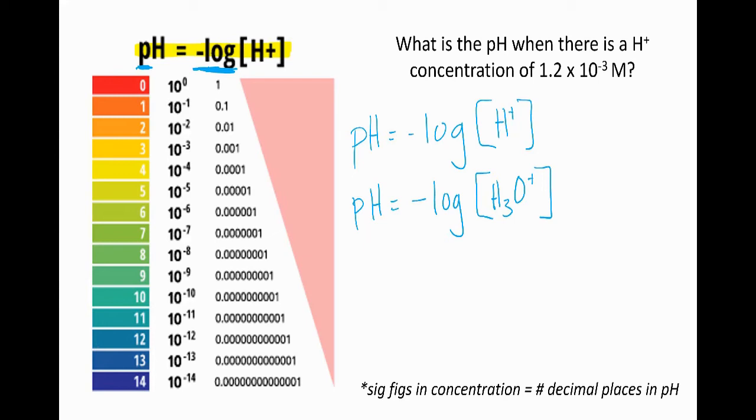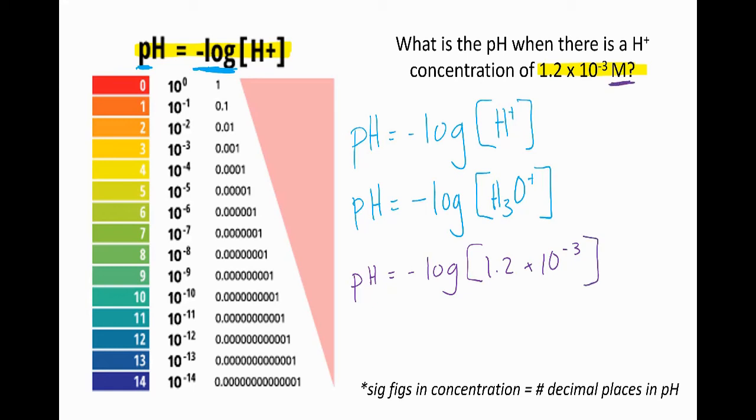So they tell us that our hydrogen ion concentration is 1.2 times 10 to the negative third. We'll rewrite our formula and include that in it. So we have pH is equal to negative log of 1.2 times 10 to the negative third. And again, it's measured in molarity because we're talking about concentration.